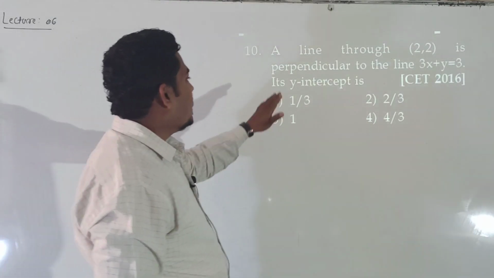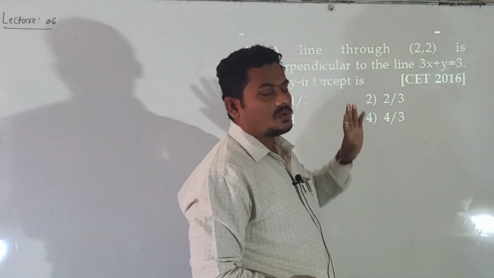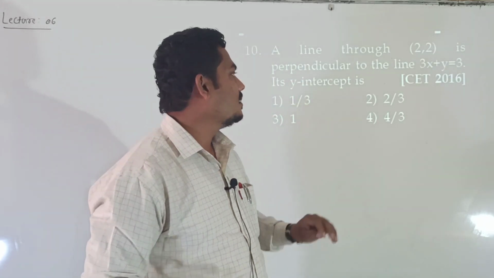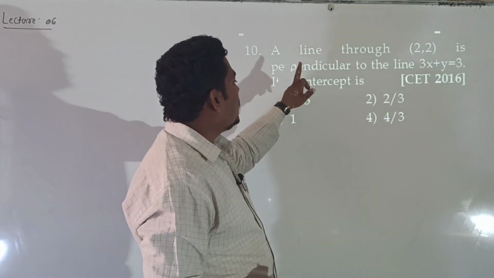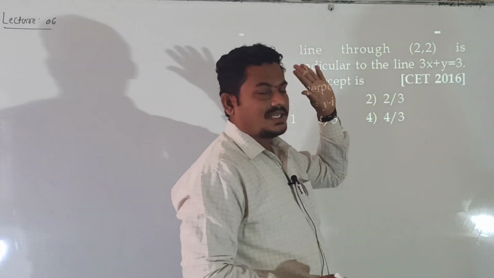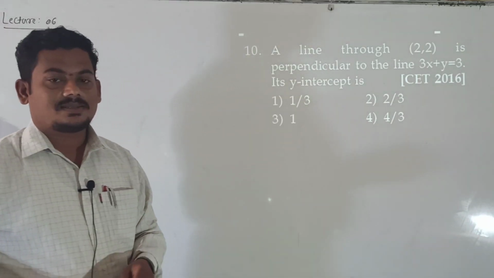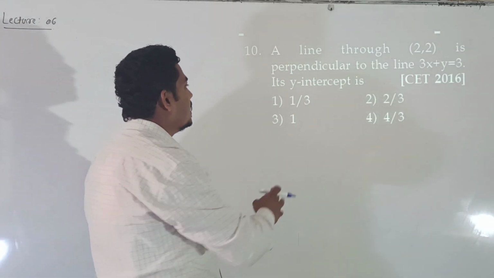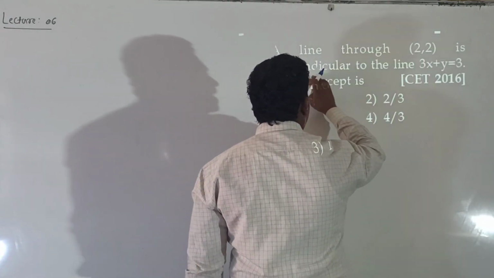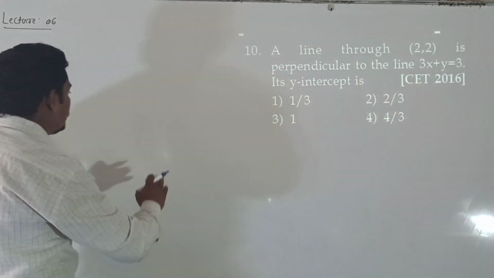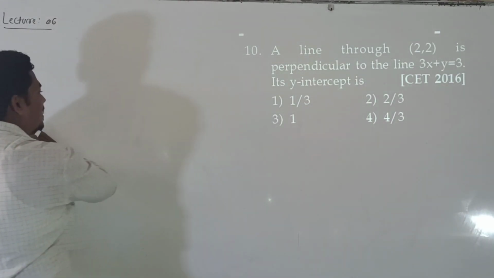Question number 10. A line through (2, 2), which means our required line passes through the point (2, 2), is perpendicular to this line. Then its y-intercept is? A line passing through this point and perpendicular to this line, then what is its y-intercept? The y-intercept of the required line.